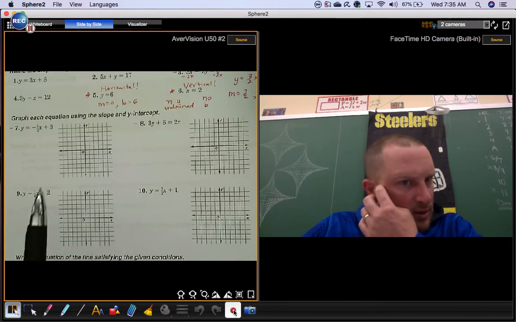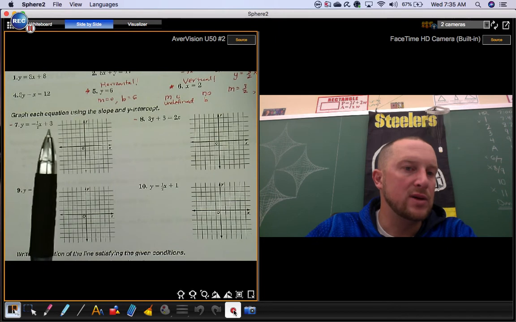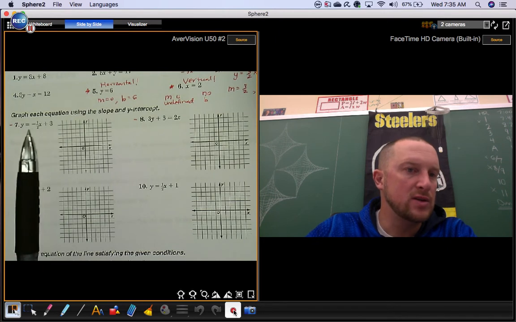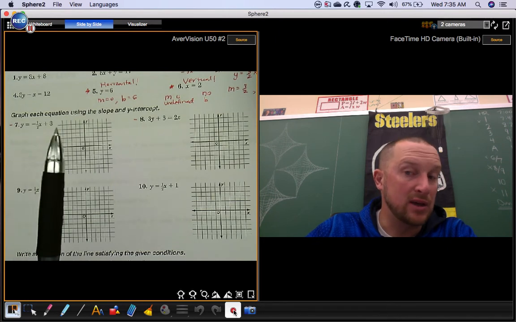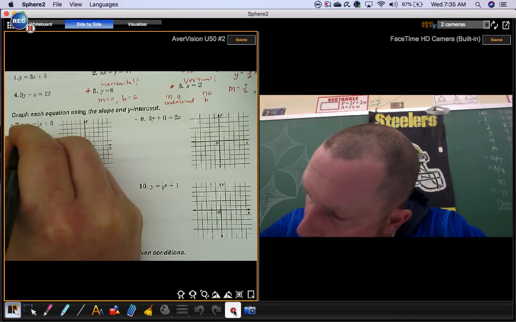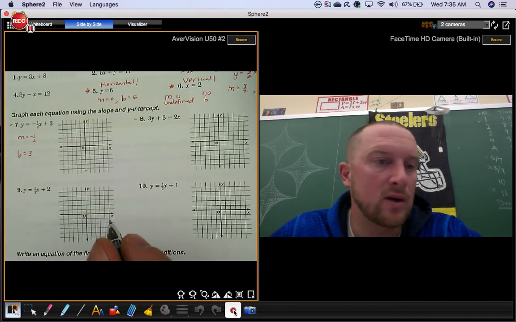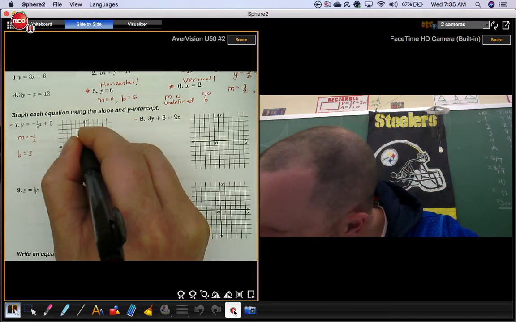Now, the reason we need a slope and a y-intercept is so we can graph equations of lines. So here's an easy problem. y equals mx plus b. It's in that form, slope-intercept. The slope is negative 1/2. The y-intercept is 3. Plot that y-intercept first.